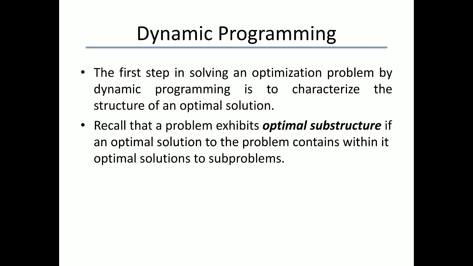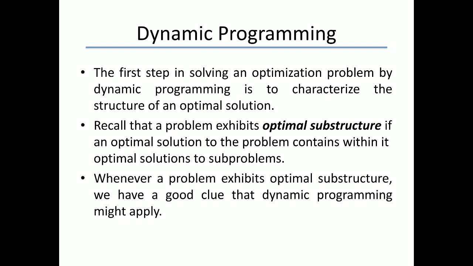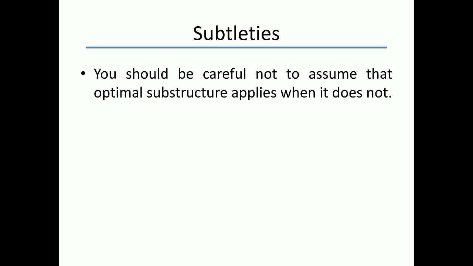Recall that a problem exhibits optimal substructure if the optimal solution to the problem contains within it optimal solutions to subproblems. And we have seen that whenever a problem exhibits optimal substructure, we get an idea that dynamic programming might apply. Now there is a catch. You should be very careful not to assume that optimal substructure applies when it does not. There may be a chance that the problem does not have optimal substructure, but you are assuming it does.